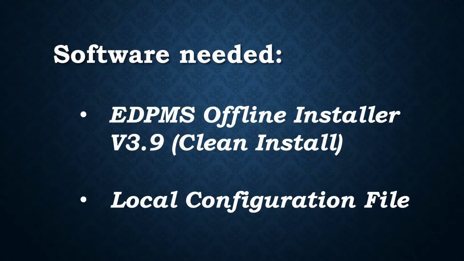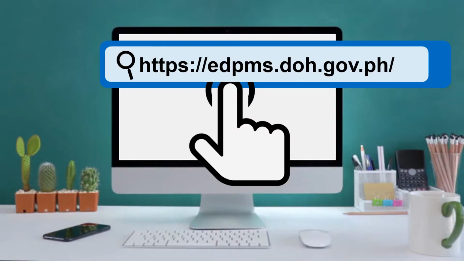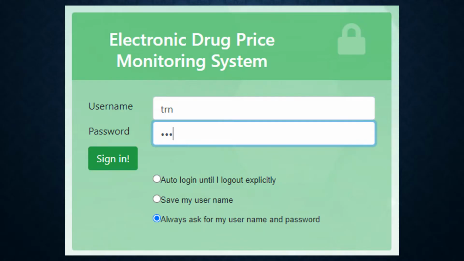To start your EDPMS, this is the software needed: EDPMS Offline Installer version 3.9, Clean Install, and Local Configuration File. First, you need to log on to the EDPMS online website at edpms.doh.gov.ph. Log into your account. Input your username and password.